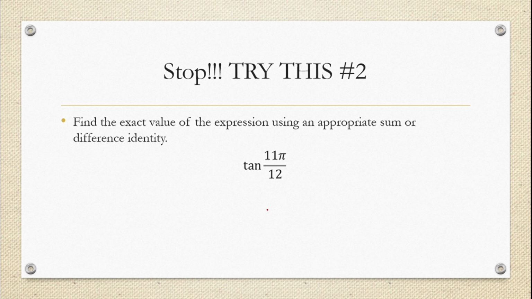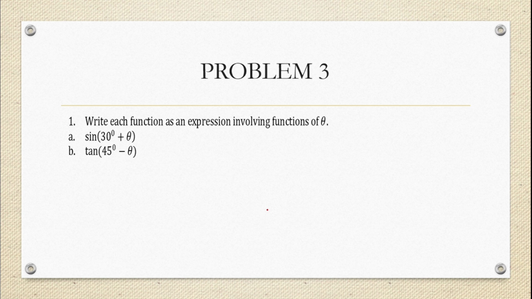Find the exact value of the expression using an appropriate sum or difference identity. Alright, so let's proceed now with the next part. We have here problem number 3. Write each function as an expression involving functions of theta: sine of 30 degrees plus theta and tangent of 45 degrees minus theta. So let us have problem number 3. We have here sine of 30 degrees plus theta.